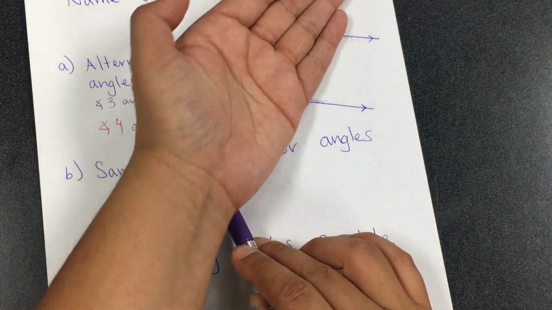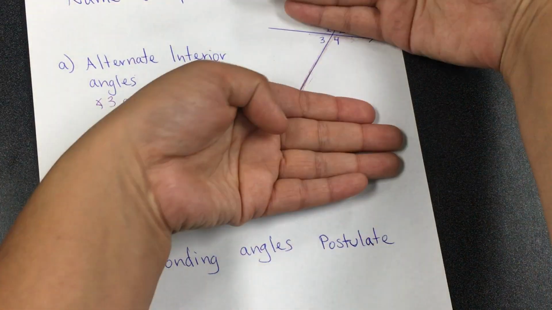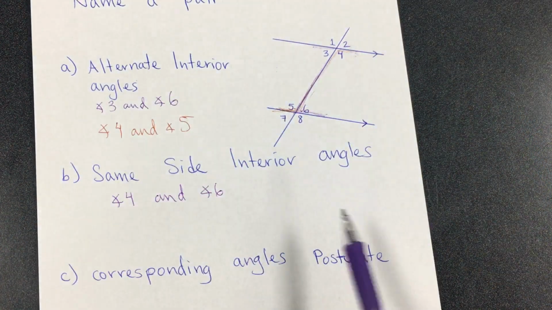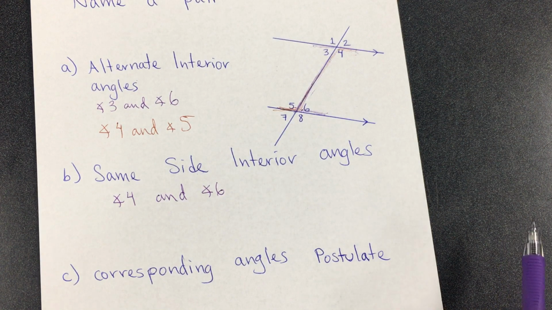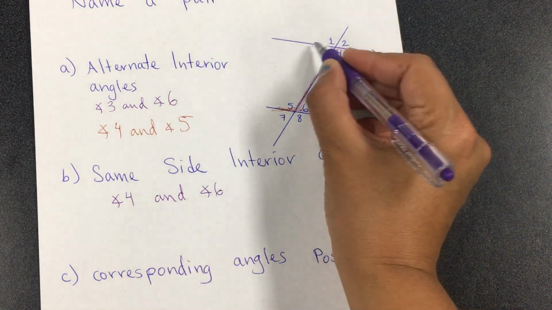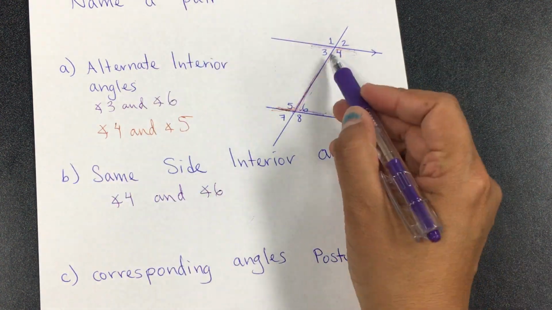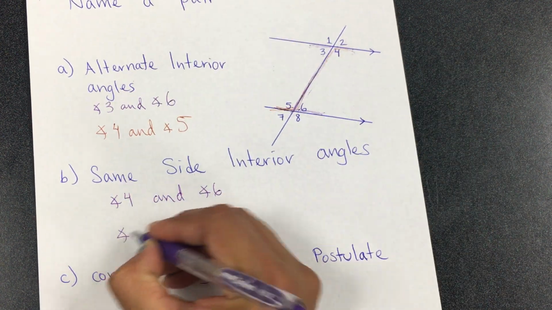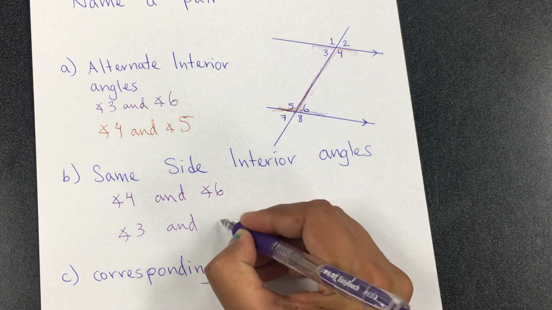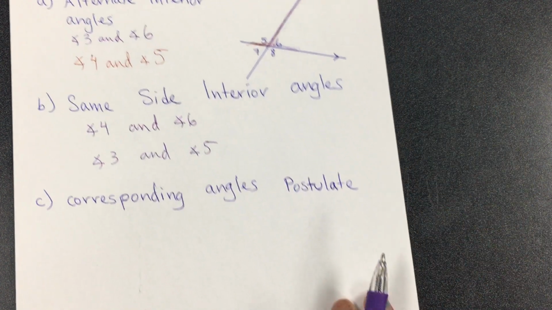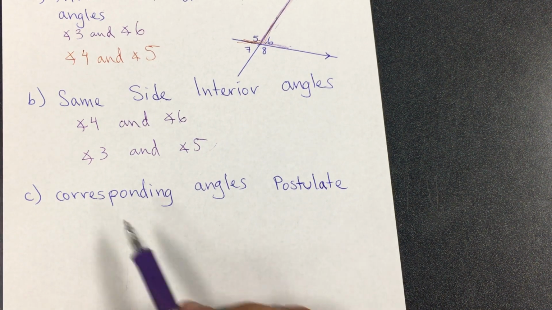Same side, interior, in the interior of the two parallel lines. And that's why they're called same side interior angles. Okay, but we also have another setting here, another letter C, but backwards. So 3 and 5, angle 3 and angle 5. And it's asking only for a pair, but I'm putting the two possible ones in here.